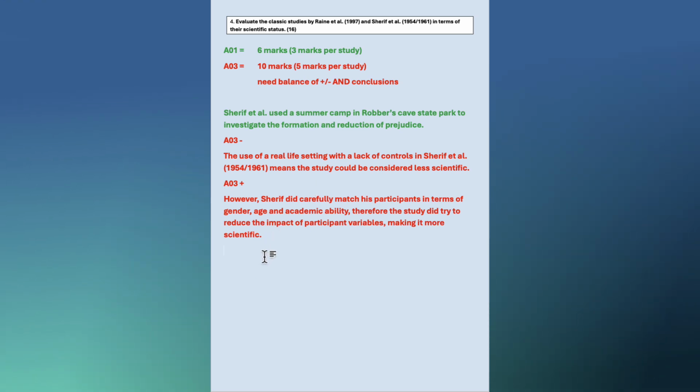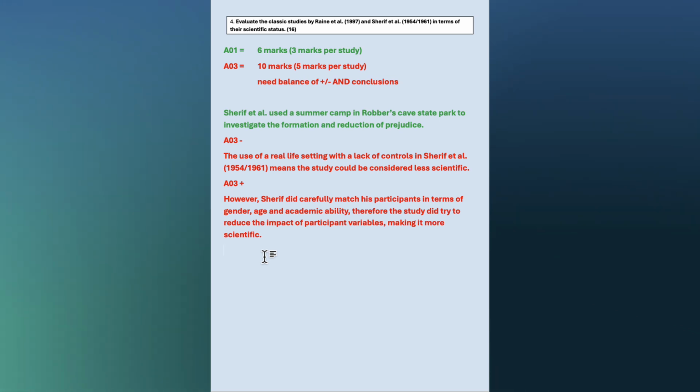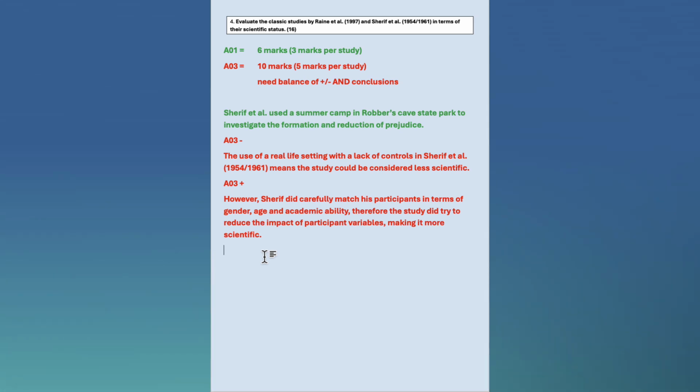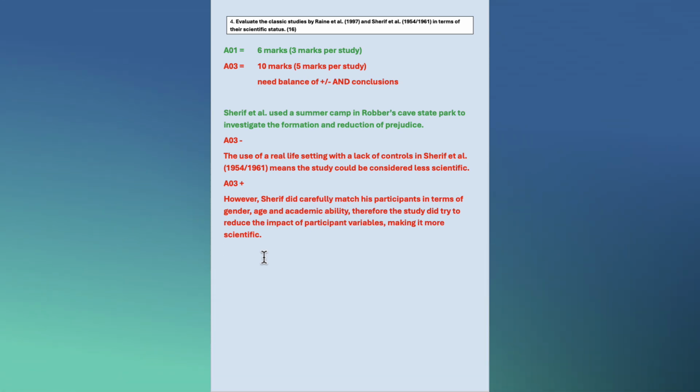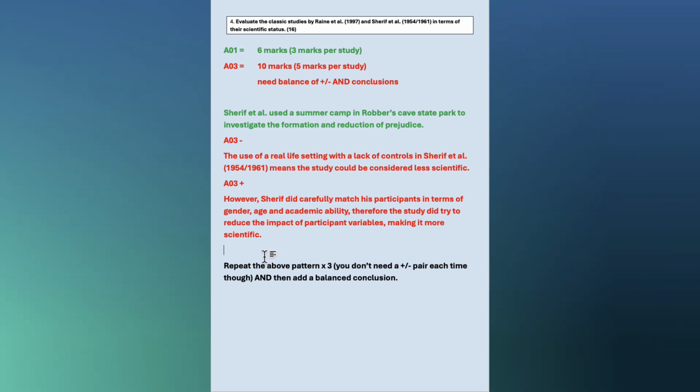What you're going to do with this is use all those things that I talked about on the PowerPoint previously to come up with another couple of these AO1, AO3 combinations. So you're going to repeat that pattern about 3 times. You don't need a plus and minus pair each time, though.